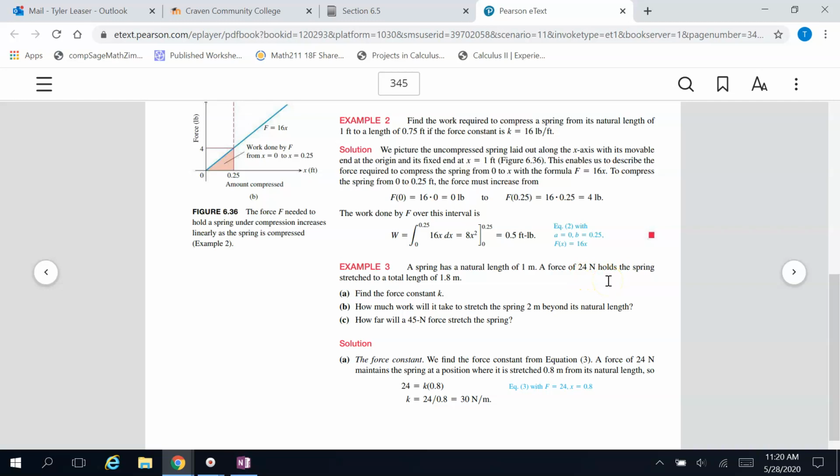Once you do have the k, then you can answer part B, how much work will it take to stretch the spring 2 meters beyond its natural length? So this would just be integrating over Hooke's law, where you use the k from part A. So we're going to integrate over kx, and it's going from 0 to 2, since we're going from the natural length to 2 meters beyond the natural length. And then the last part C, how far will a 45 Newton force stretch the spring? All you have to do there is just plug that back into Hooke's law again to find the x, the distance that it'll stretch it.